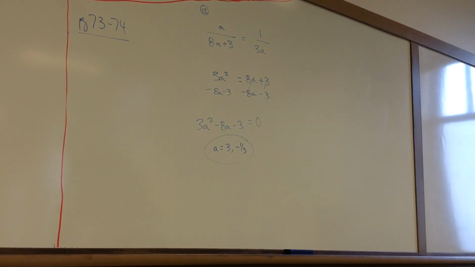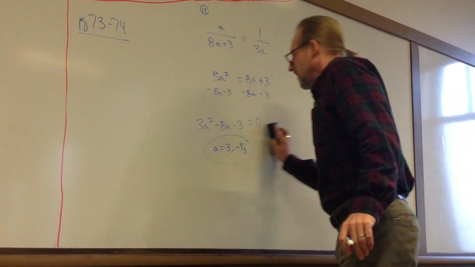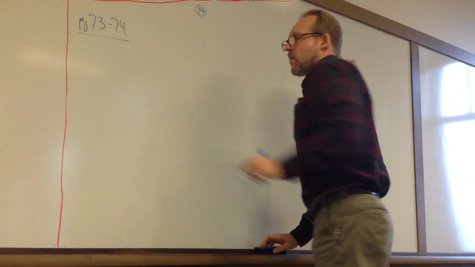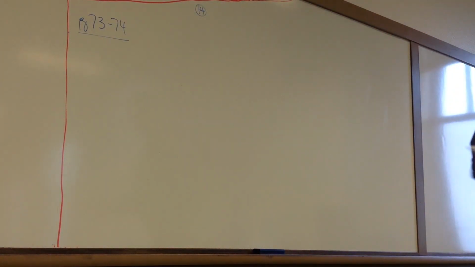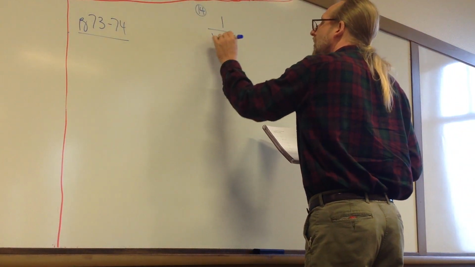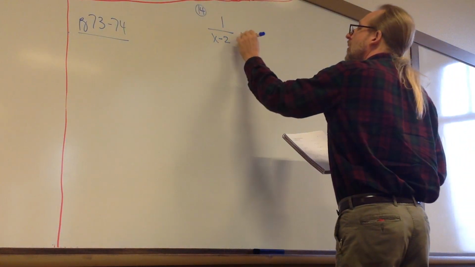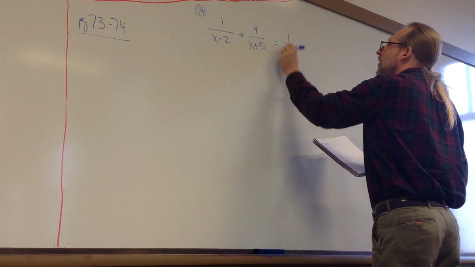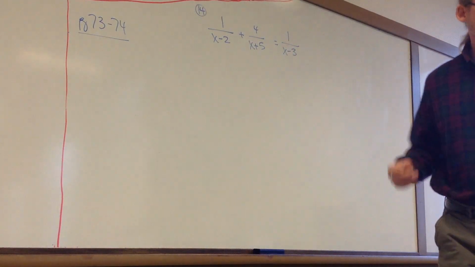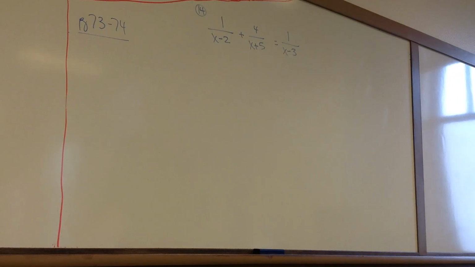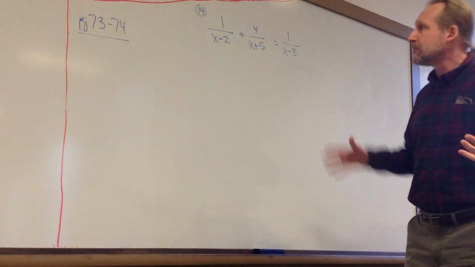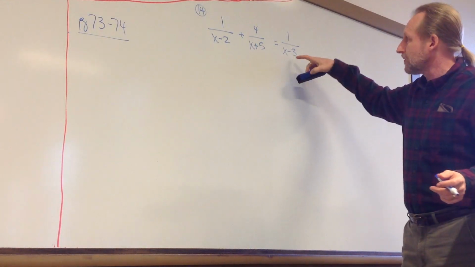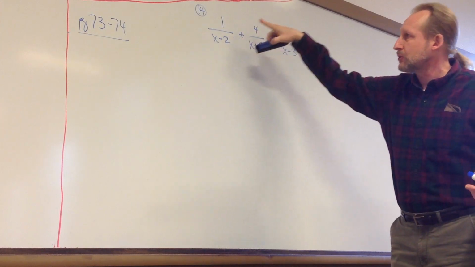Now they get a little bit different. So let's look at problem 14. We start out with 1 over x minus 2 plus 4 over x plus 5 equals 1 over x minus 3. Okay. So in this scenario, we don't have just a single fraction equal to a single fraction. On this side, we do. We have a single fraction over here on the right-hand side. Here, we've got two separate fractions.